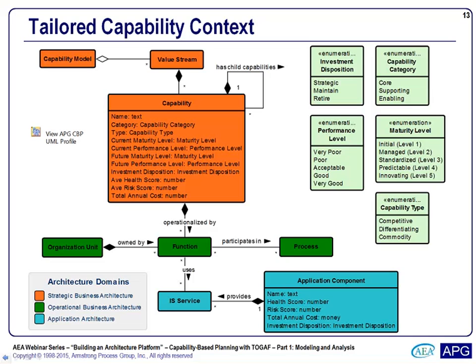So what we're showing here is, generally speaking, a good place to start, particularly for an organization that has a lot of diversity, perhaps grown through mergers and acquisitions, where a capability is operationalized by a function, and a function is owned by an organization unit. And the idea with a function is that a function is really a group of people within an organization that perform some similar or coherent set of behaviors.